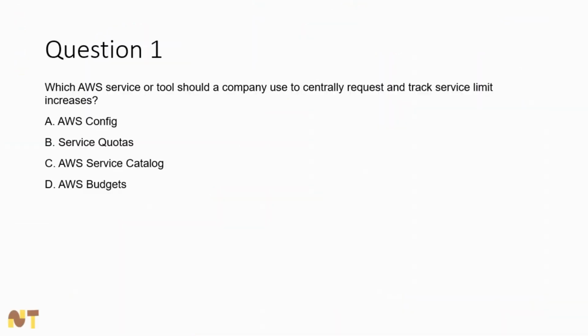So here's the question. Which AWS service or tool should a company use to centrally request and track service limit increase? So guys, here the ask is for a tool that is used to manage service limits. Service limits are nothing but predefined limits set by AWS on usage of specific resources or services within an AWS account. AWS offers such a tool where you can view and manage AWS service limits.